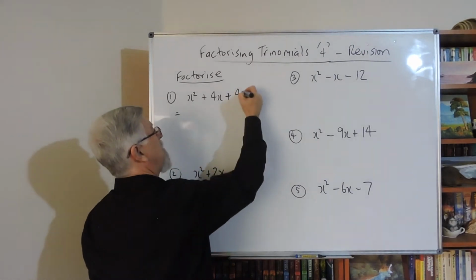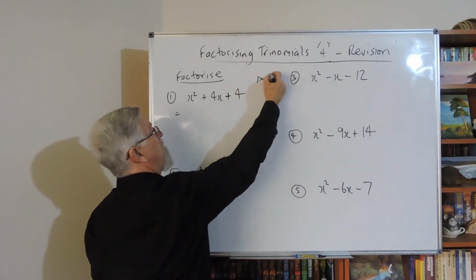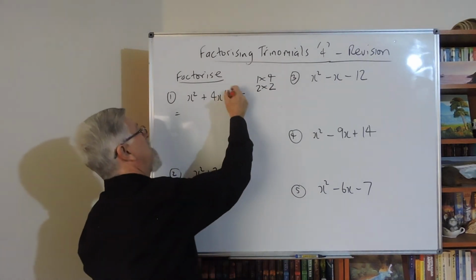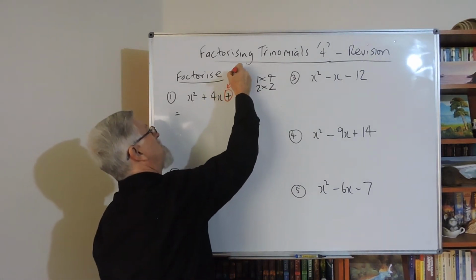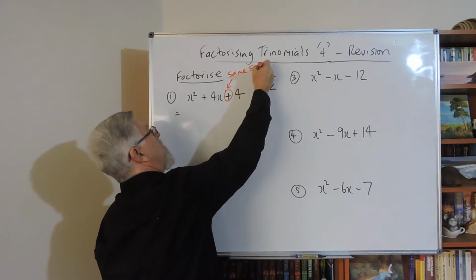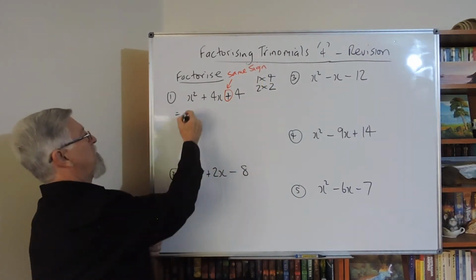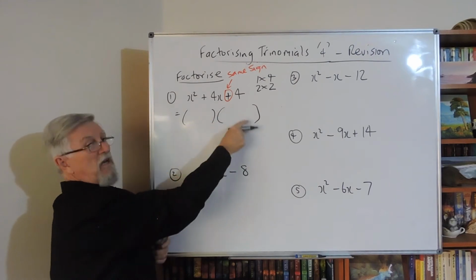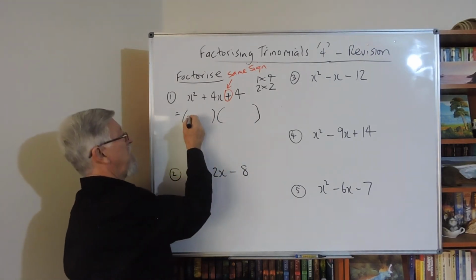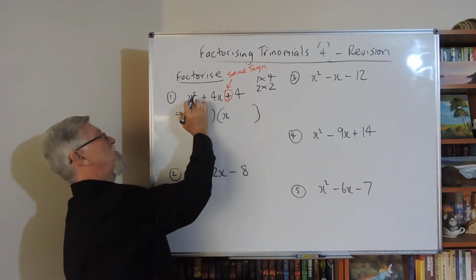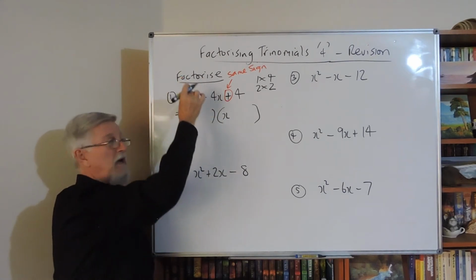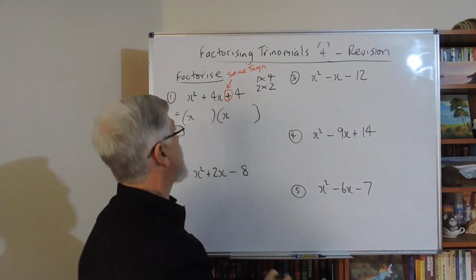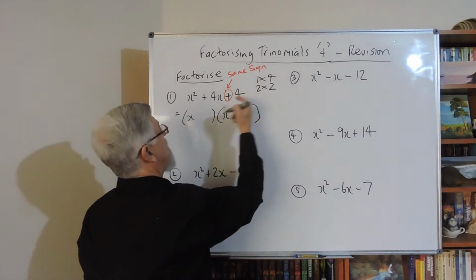So if I said I need to multiply to 4, it could be 1 and 4, it could be 2 and 2. This positive here tells us that they have to be the same sign. So what do I mean by that? That means when I write the brackets, these two here have to be the same sign. Obvious part is x times x would give us x squared if we expanded the brackets. So we're doing the reverse to expand, which is called factorise. Which one of those adds up to 4?